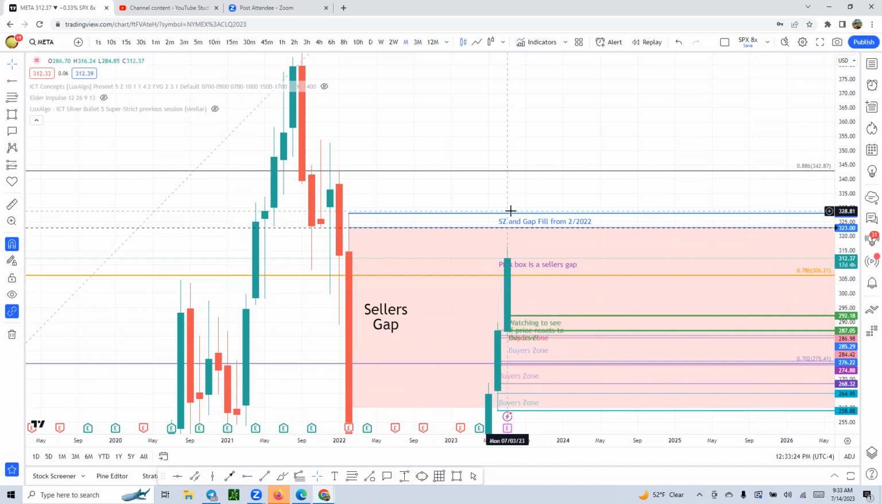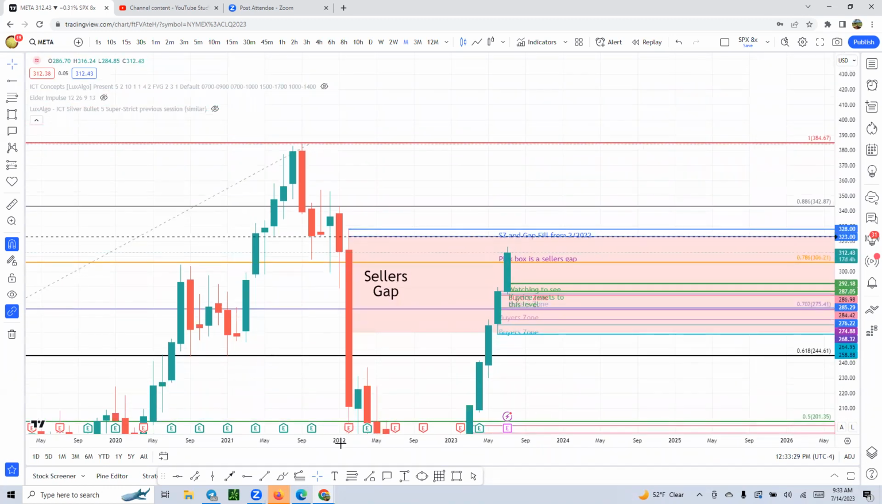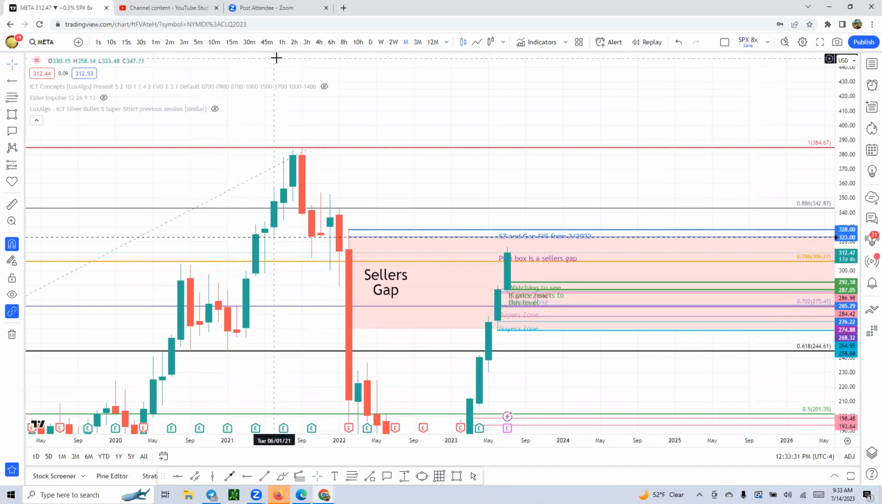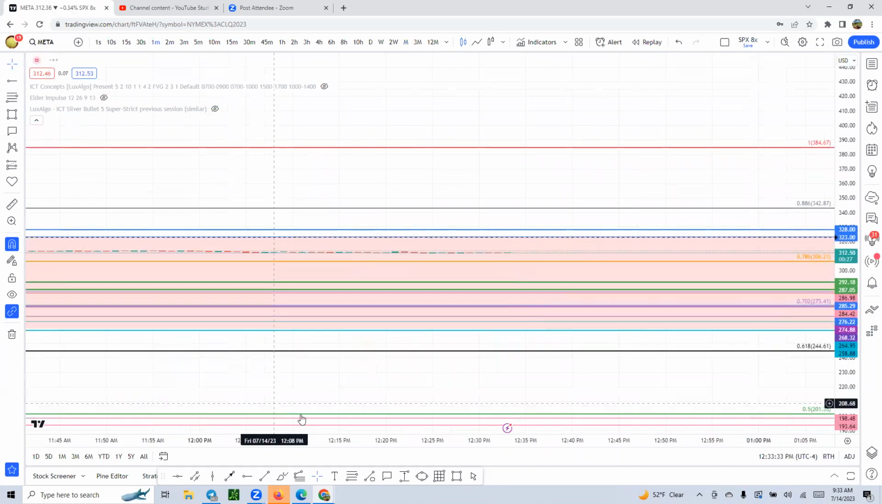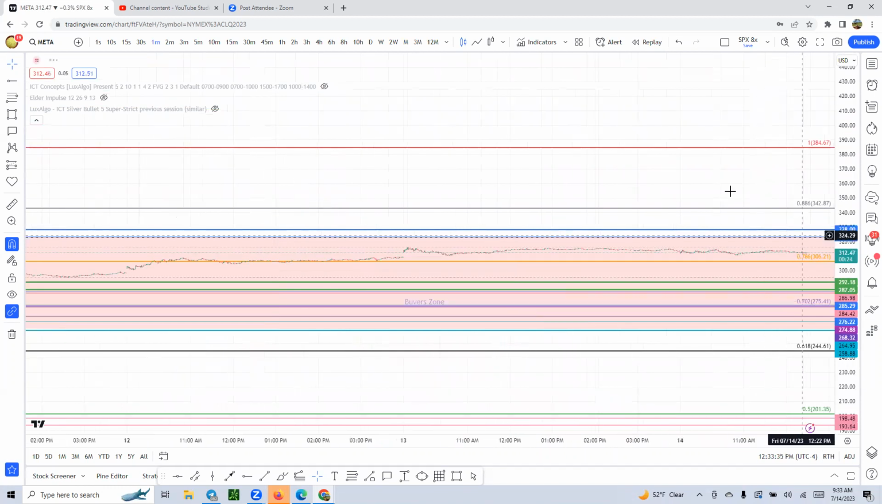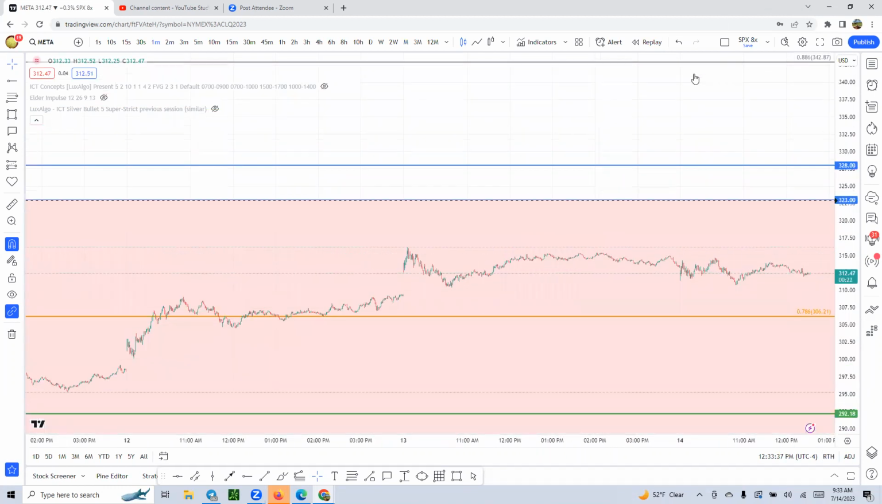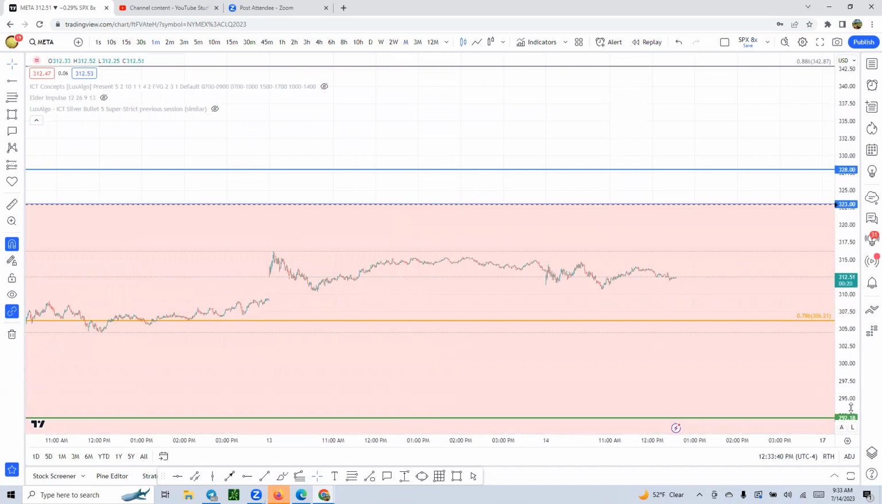I only got one contract. Well, no, I won't talk about it now because I'm gonna do a video. So anyway, hopefully that helped. Because as ICT teaches us, price is fractal, so you can even use it on a 1-minute chart.